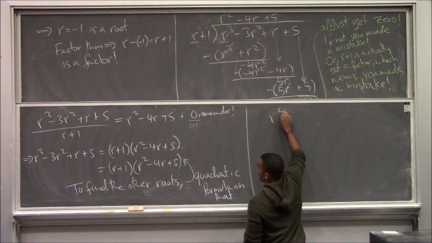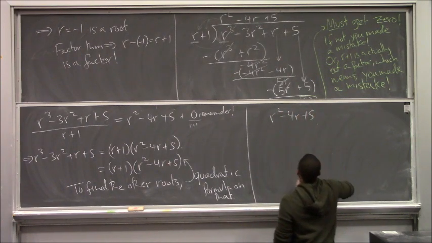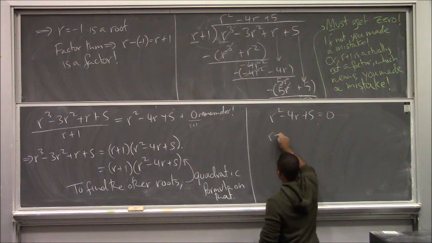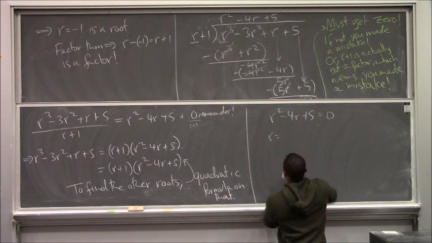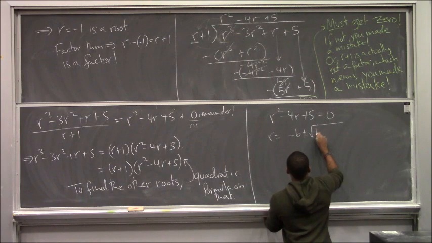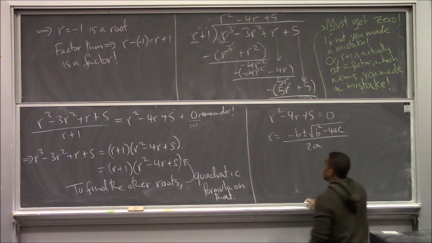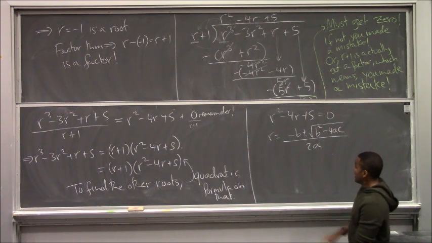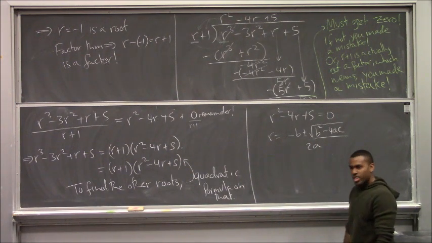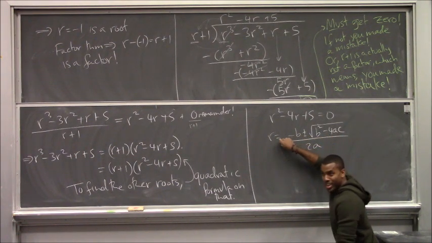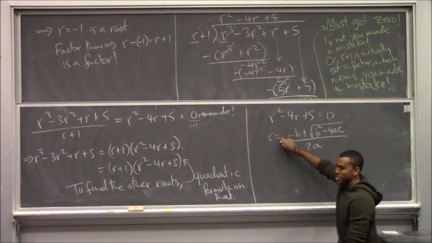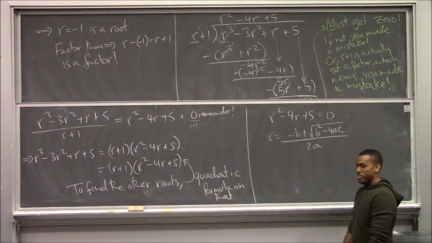If we have r squared minus 4r plus 5 equals 0, tell me the general formula first. Minus b plus or minus the square root of b squared minus 4ac, divided by 2a. Okay. First important fact: the division by 2a goes all the way. That's the first important fact that a lot of people seem to forget.